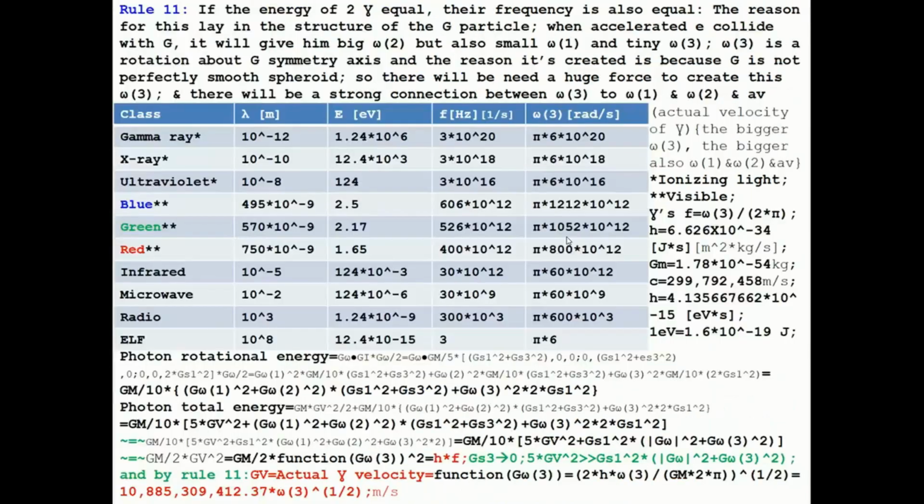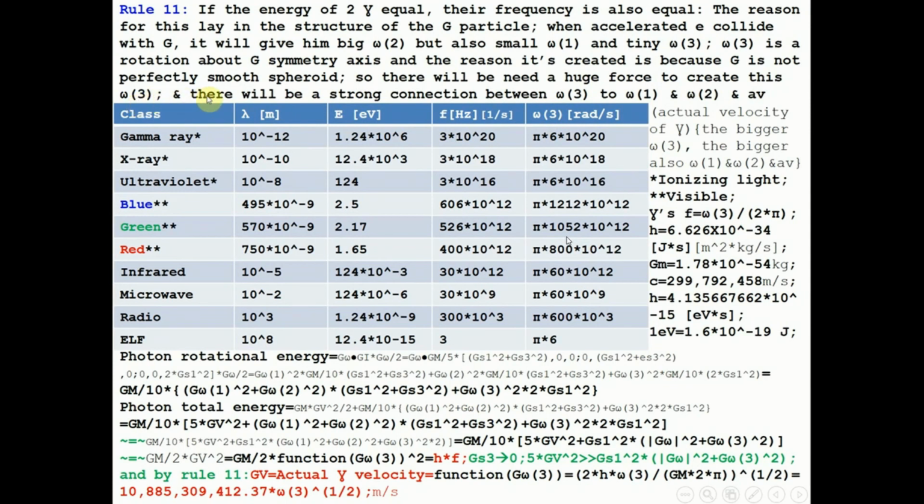Rule 11. If the energy of 2 photons is equal, their frequency is also equal. The reason for this lies in the structure of the G particle. When an accelerated electron collides with G, it will give it a big angular velocity along the y component, but also a small angular velocity along the x and the z component. The angular velocity along the z component is a rotation about the G symmetry axis. And the reason that it's created is that G is not a perfectly smooth spheroid. So there will be a need for a huge force to create this angular velocity along the z component.